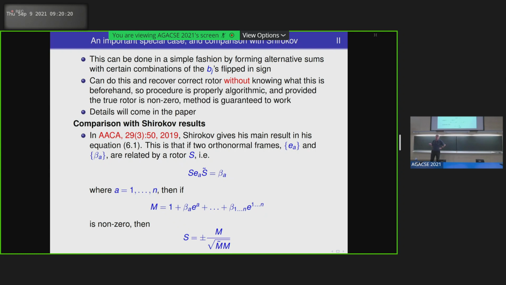Now, how does this compare with the Shirokov results? He gives his main result in his equation 6.1, and translating it somewhat, this is: if 2 orthonormal frames, e_A and beta_A, are related by a rotor S, as shown here, then if you write M as 1 plus beta_A e_A plus so on, up to beta_1...n e_1...n, and it is non-zero, then S is given by this multivector divided by the square root of M reverse M.